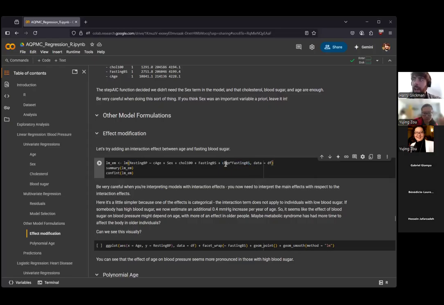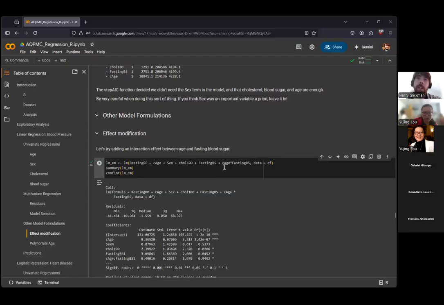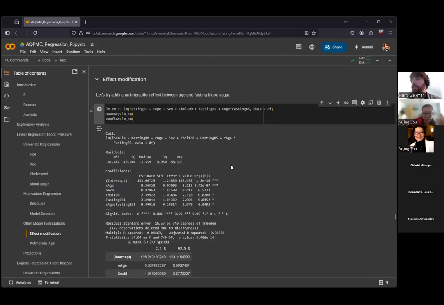of age, for example, when you have high blood sugar versus when you don't. So there's a differential effect. The effect is modified in different categories of people. And you can just add a multiplication of those two variables to estimate this. And this is actually just a straight up multiplication.